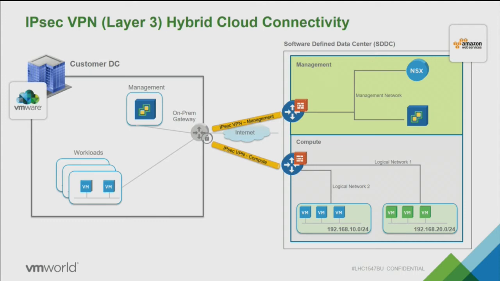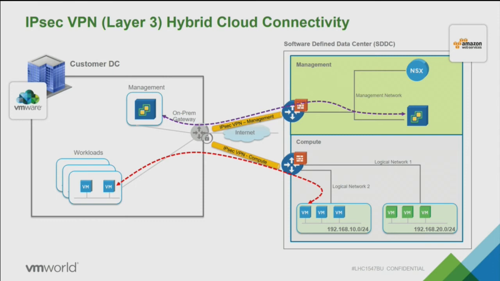What this allows us to do is to start enabling things like hybrid linked mode. So if we run traffic across the VPN to the management gateway, we can now do things like get a common inventory view across our vCenters on-prem and in the cloud. If we take advantage of a VPN tunnel on the compute gateway, we can then provide connectivity between workloads deployed on-prem and in our SDDC.